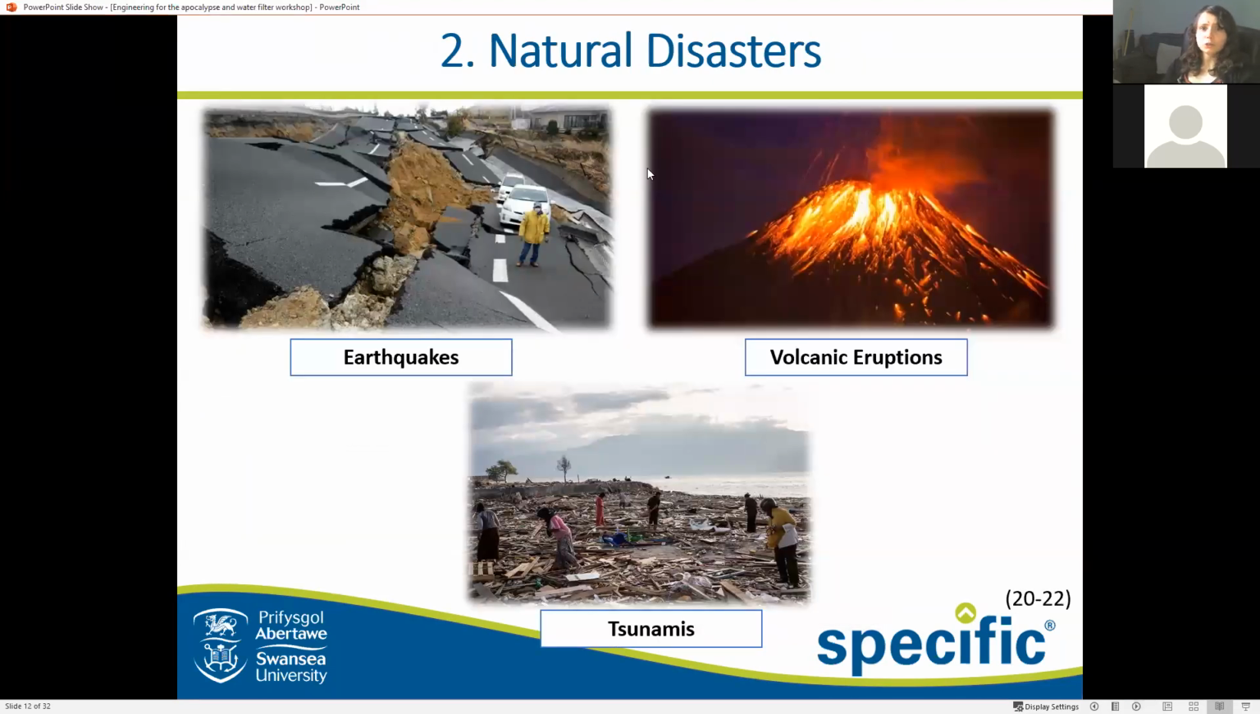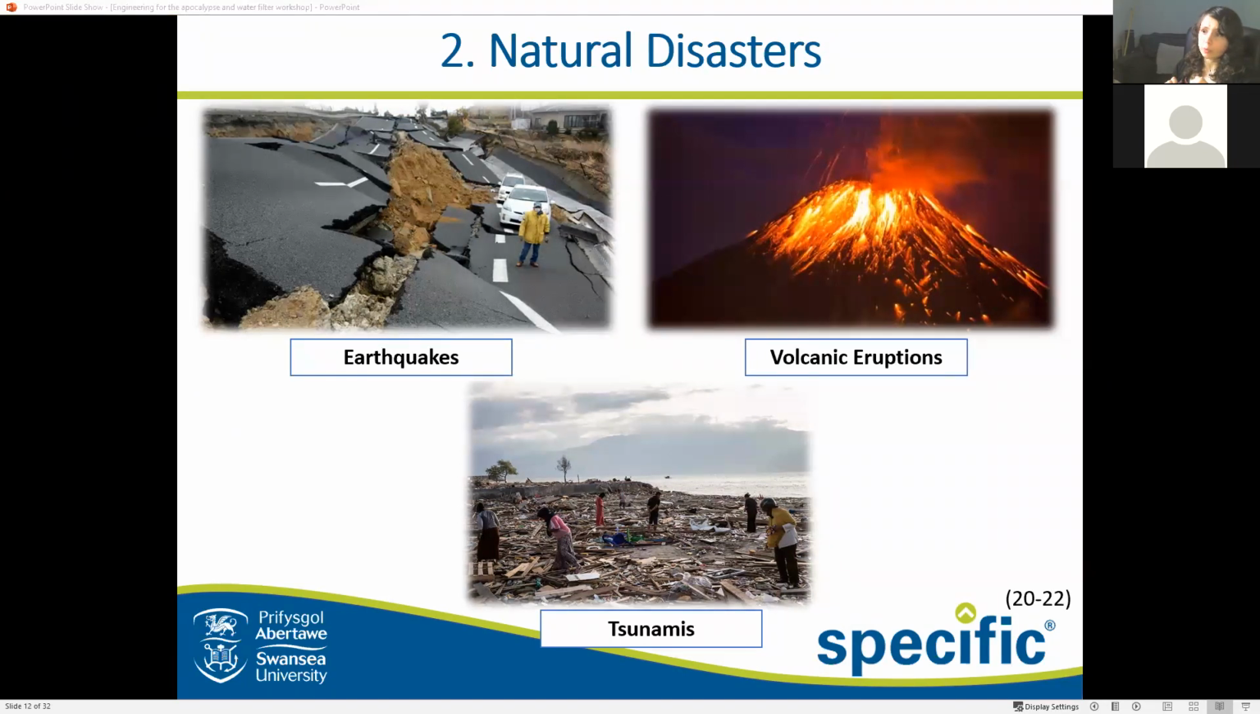So moving on to the second section, where we're going to be looking at ways in which engineering can be used to tackle natural disasters. When I say natural disasters, I'm referring to things which are out of our control, forces in nature due to the way our tectonic plates move. So things like earthquakes, volcanic eruptions, and tsunamis.